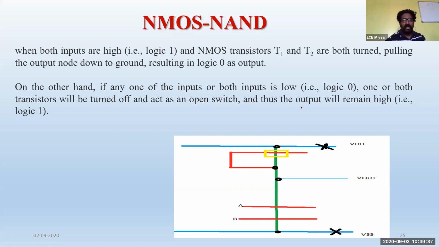So next one is regarding the NMOS NAND gate. This is for the NMOS NAND gate. We know the normal operation of the NMOS NAND gate. What happens with the NMOS NAND gate? Whenever the inputs are high, that is for the T1 and T2. Okay, we don't have the structure here for the NMOS NAND gate.